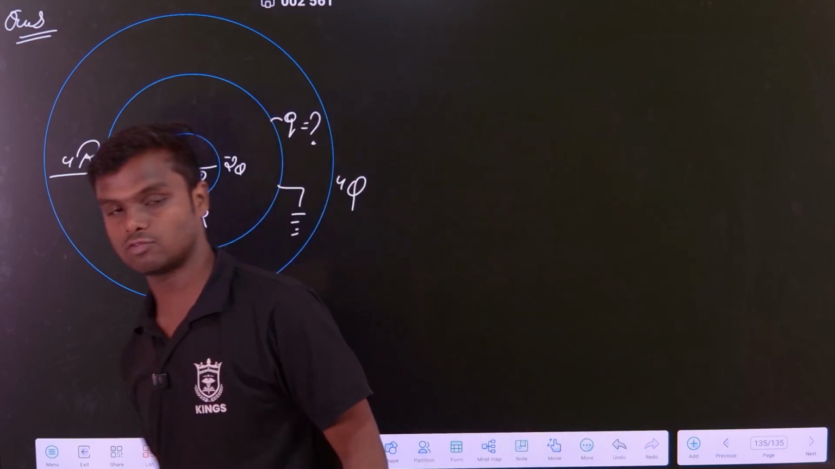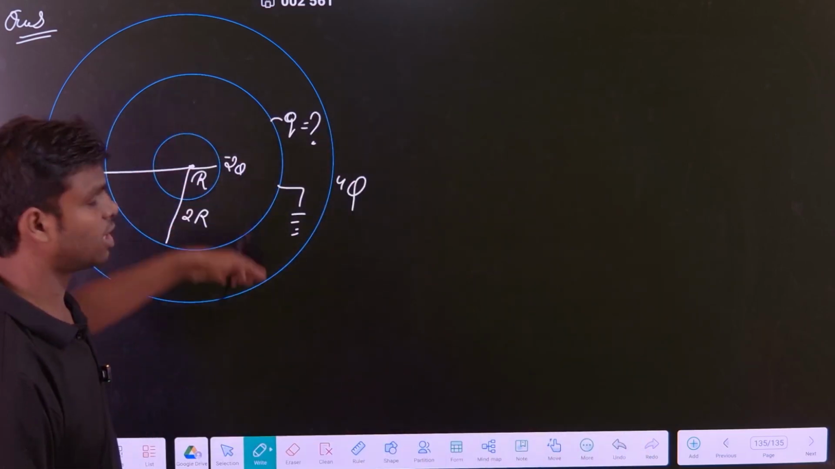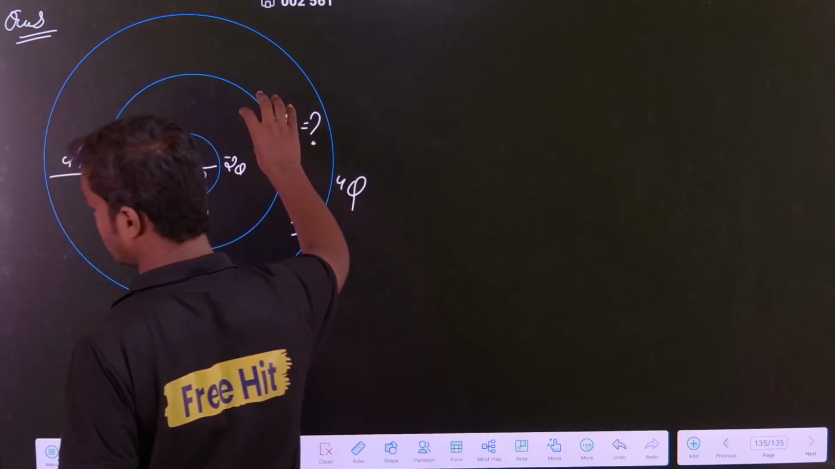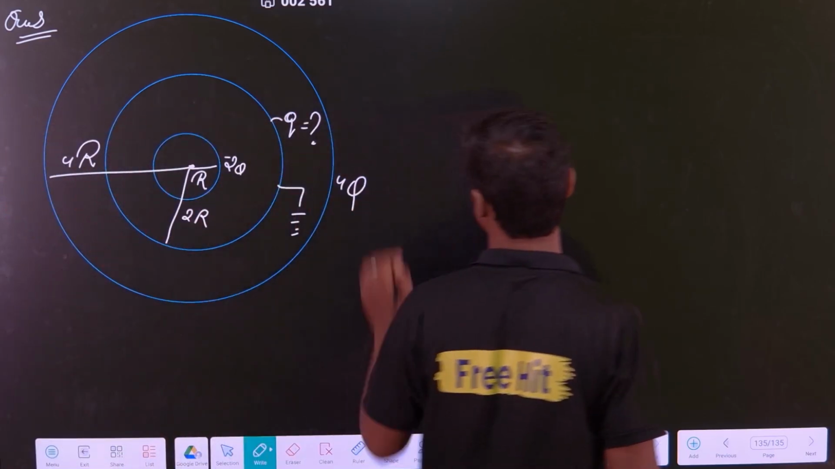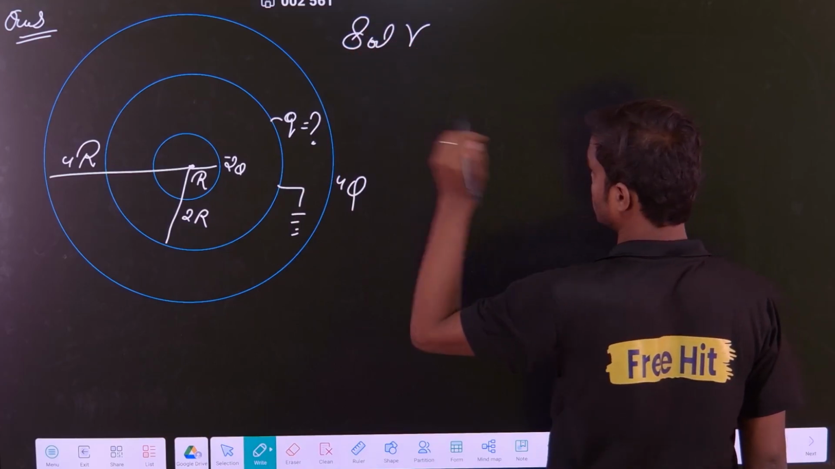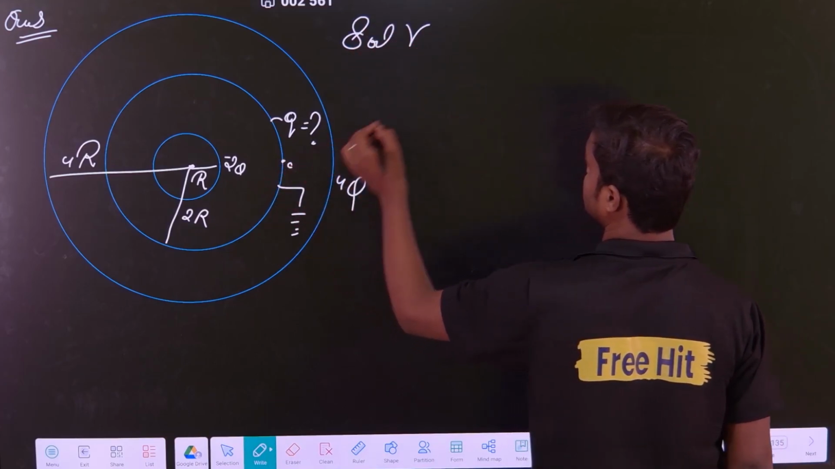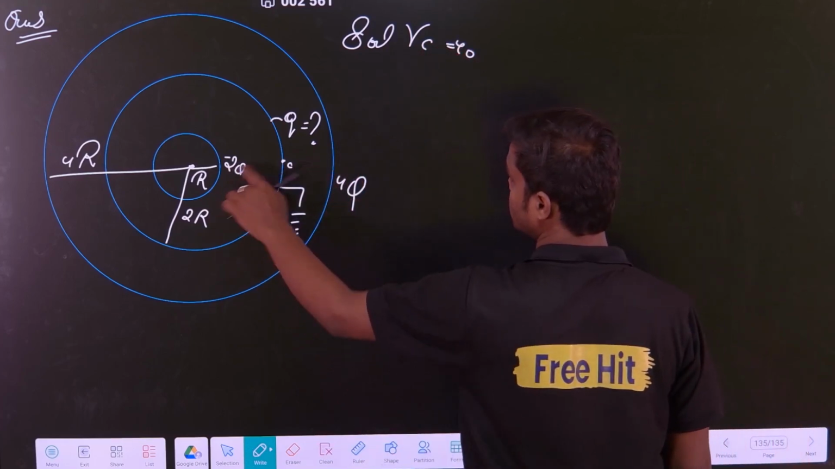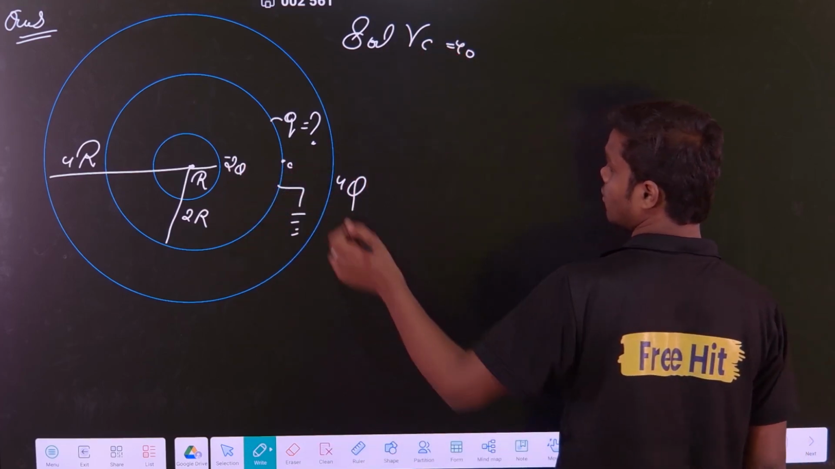As I connect it to ground, the potential on this will automatically become 0. So you have to find how much charge will be here to make this potential equal to 0. And how to solve? Very simple. What you have to do is make the potential of this surface equal to 0. This is point C. There is a potential due to this, this, and this. Okay. First due to minus q.